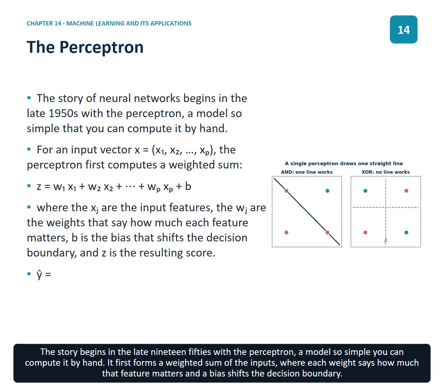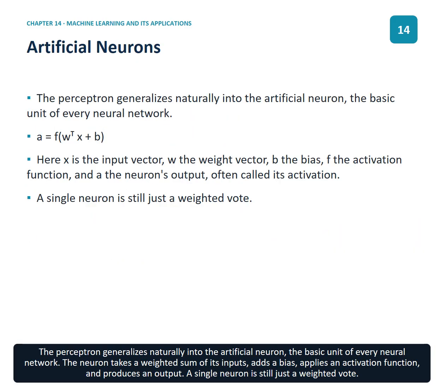The story begins in the late 1950s with the perceptron, a model so simple you can compute it by hand. It first forms a weighted sum of the inputs, where each weight says how much that feature matters and a bias shifts the decision boundary. The perceptron generalizes naturally into the artificial neuron, the basic unit of every neural network. The neuron takes a weighted sum of its inputs, adds a bias, applies an activation function, and produces an output. A single neuron is still just a weighted vote.